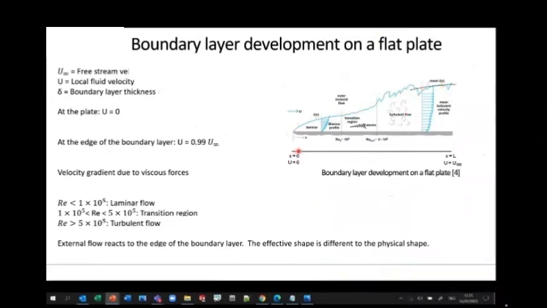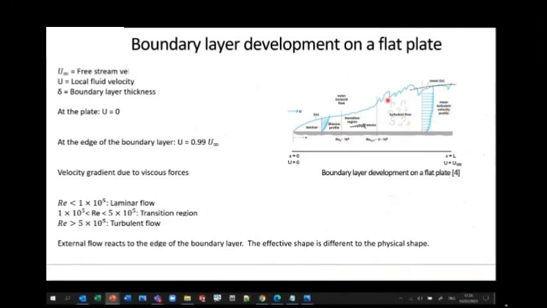So x is in the horizontal direction, y is in the vertical direction. We call delta the boundary layer thickness, and delta we can see clearly is a function of x. And so as we move along the plate, the boundary layer grows. Initially, when our Reynolds number is quite small, so less than 1 × 10⁵, our boundary layer is laminar.